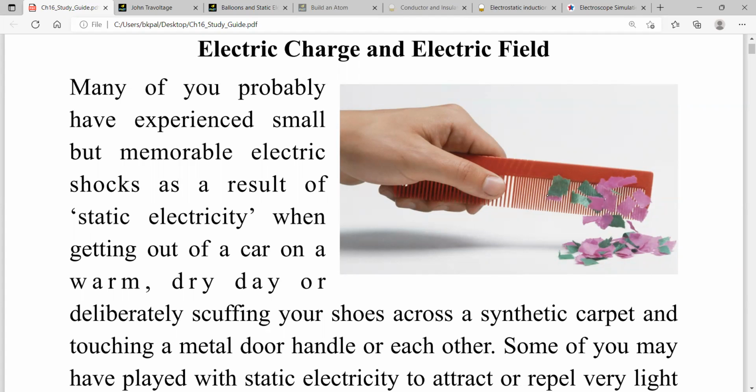And you already know what charge is, right? In chapter 13 you learned about the atom, and you probably remember that an atom consists of positively charged protons and negatively charged electrons. We'll be learning a little bit more about electrons and protons in this chapter.